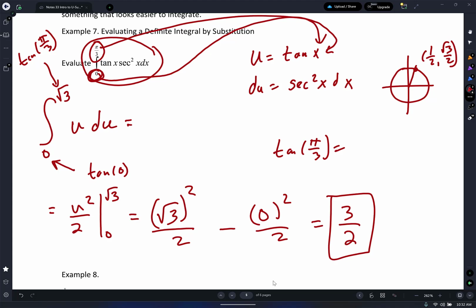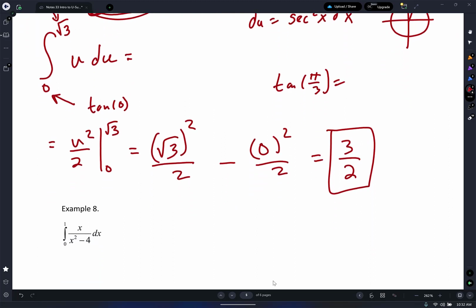You do not go back to your x. I don't put a c because it's a definite integral. You don't put a c because it's a definite integral, guys. Are we okay? Okay, let's continue.